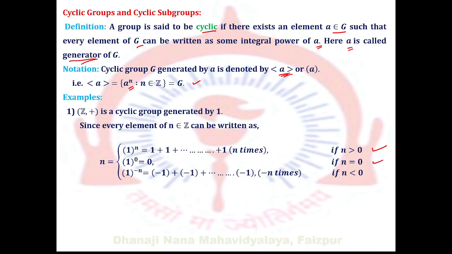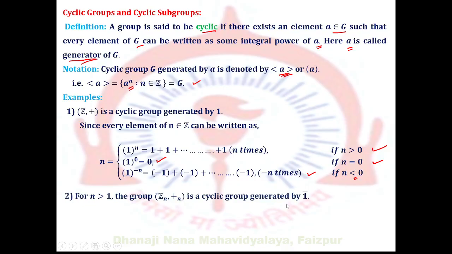Whenever n is equal to 0, we write 1 raised to 0, that is equal to the identity element, that is equal to 0. And if n is negative, then n can be written as minus 1 raised to minus n. Sorry, 1 raised to minus n. So it can be written as minus 1 plus minus 1 plus minus 1, minus n times. So this is the value of n. So n can be written as an integral power of 1. So 1 is a generator of this cyclic group.